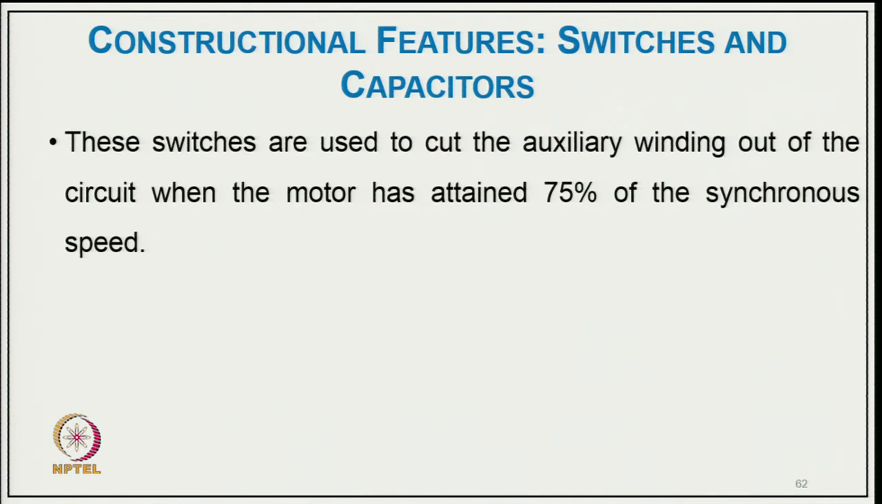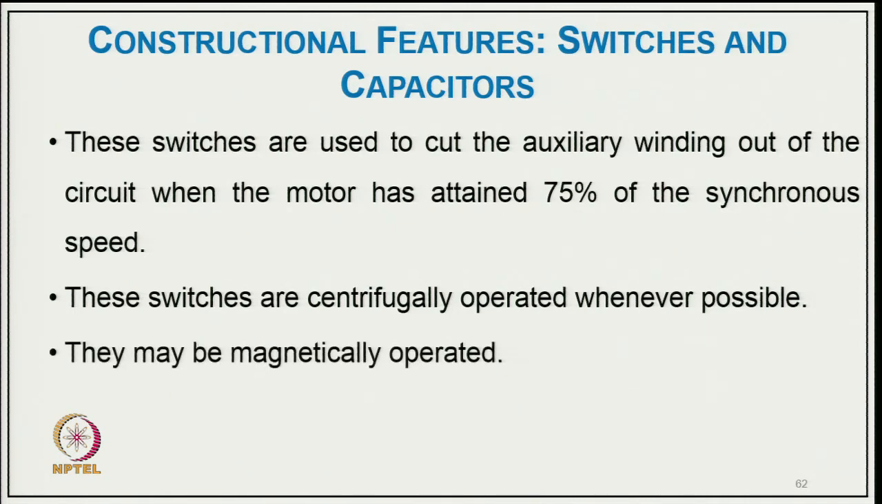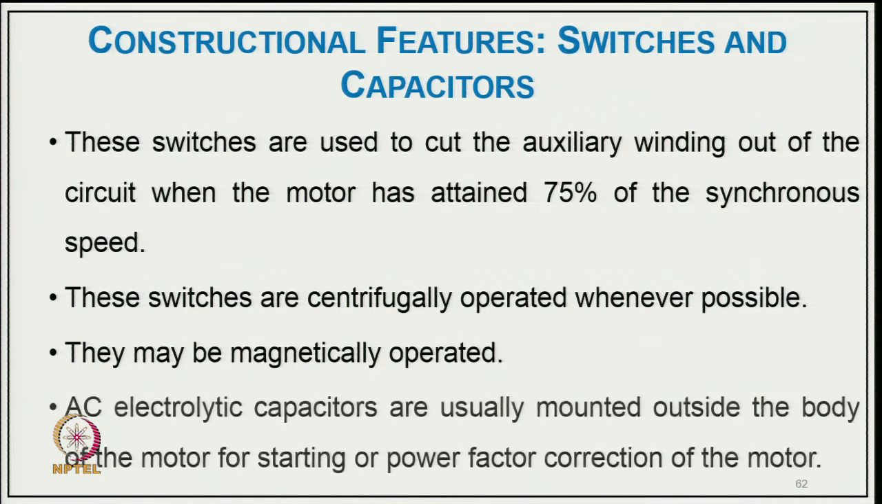So, these switches are used to cut the auxiliary winding out of the circuit when the motor has attained 75% of synchronous speed in capacitor start motors and capacitor start capacitor run motors. These switches are centrifugally operated wherever possible. They may also be magnetically operated.